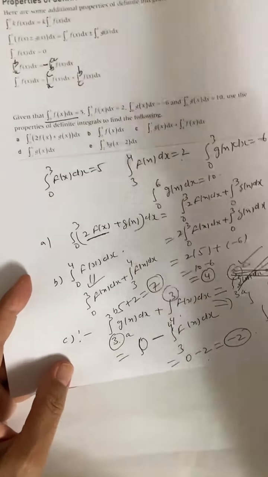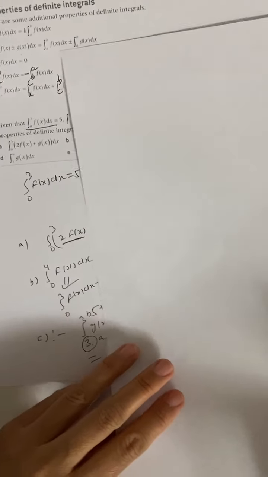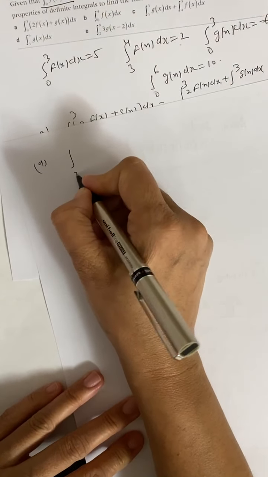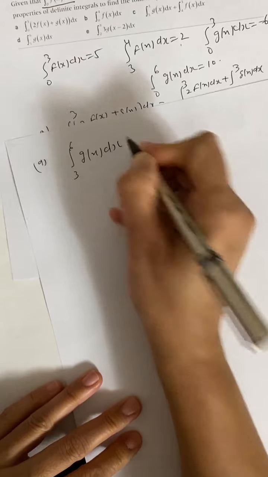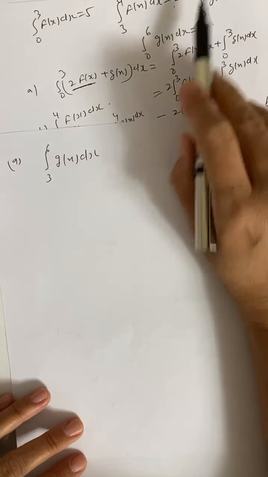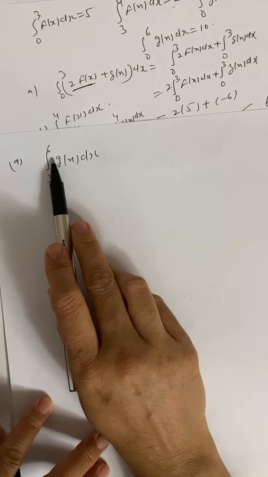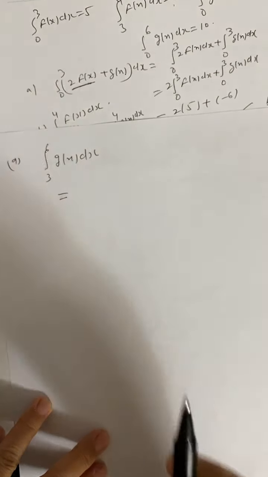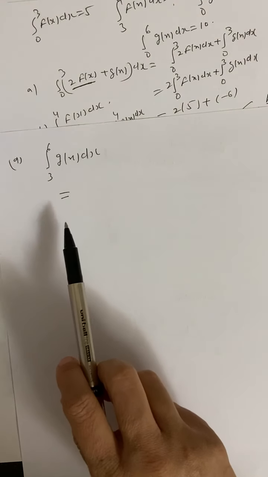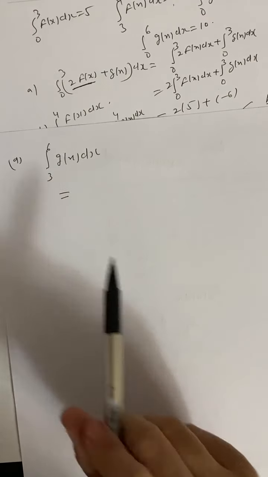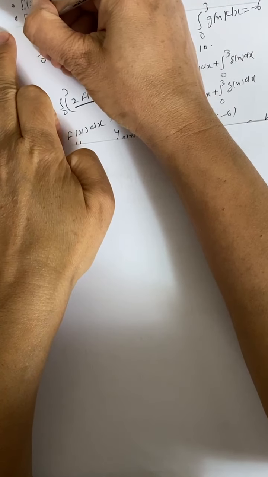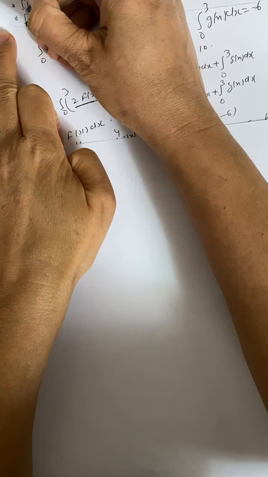Okay, so the next part is here. We have to find the integral from 3 to 6 of g(x) dx. Now when I'm looking at the numbers, I have 0 to 3 and I have 0 to 6. But here I have 3 to 6. So how do I use 0 to 3 and 0 to 6 information to find 3 to 6? That's what I need to think about.